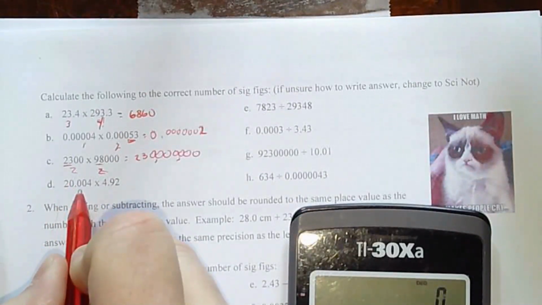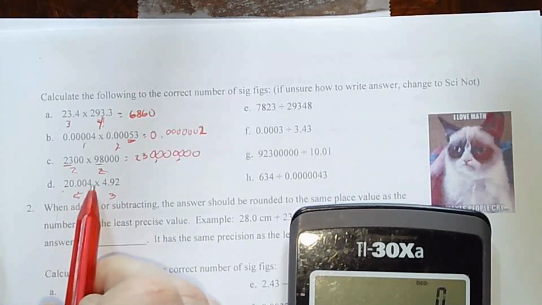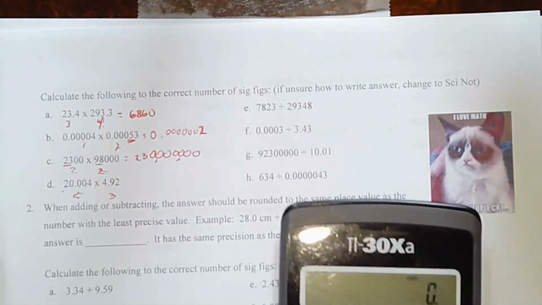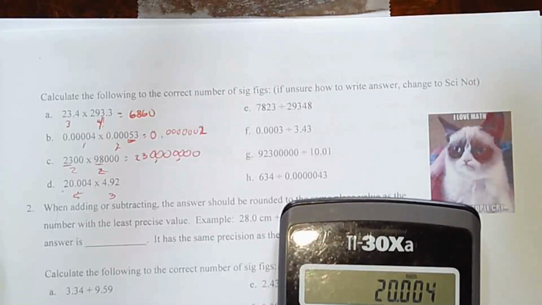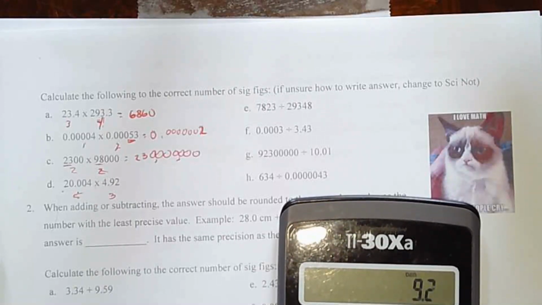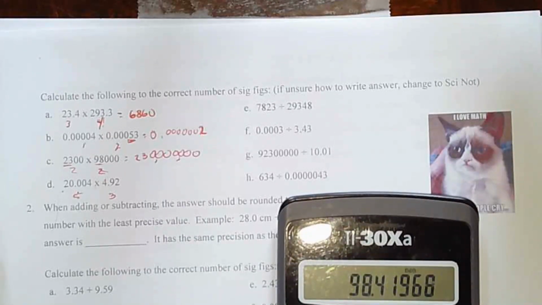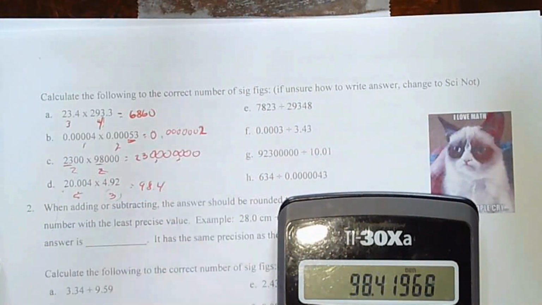Just looking at significant figures first. This has 5, and this has 3, because the 2 and the 4 are significant, which makes the 3 zeros sandwiched between them significant as well. So it would be 20.004 times 4.92. The answer says this, and we have to round to the least number of significant figures, which is 3. So counting over 1, 2, 3, we're going to round to the nearest tenth. We look at the number behind it, it's a 1. So that's just going to be 98.4.